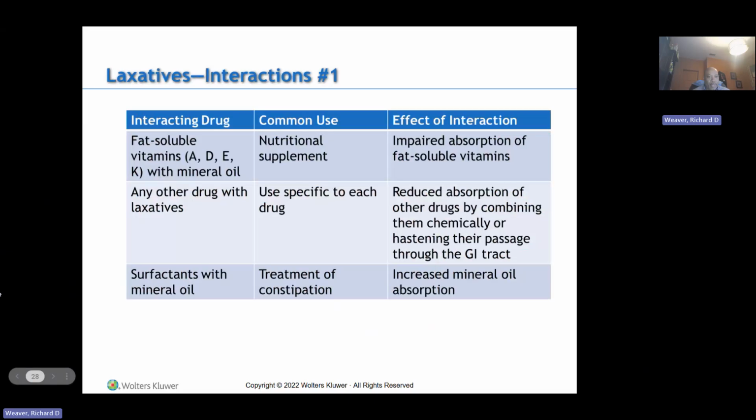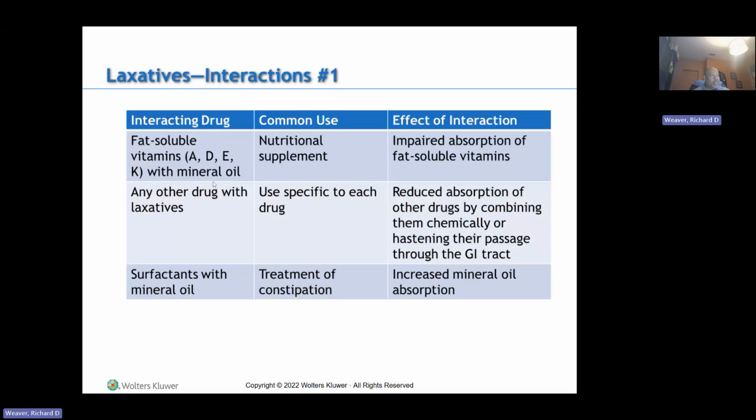All right, take a look, this is really important here. Take a look at this interaction table. So we have these vitamins that we refer to as fat soluble vitamins, and that is ADEK. I call it ADEK. It's A, D, E, and K.